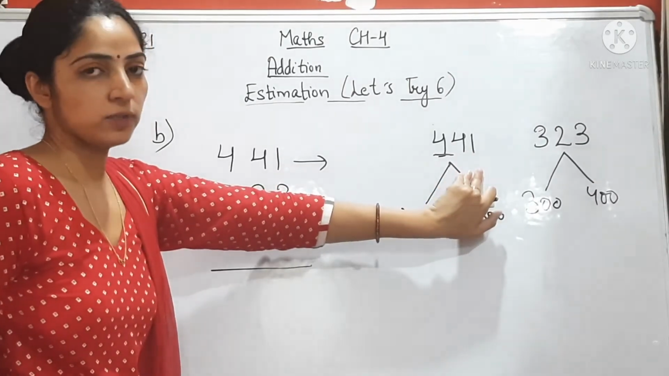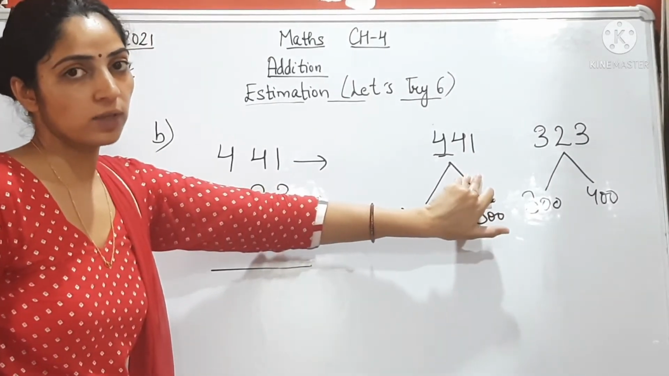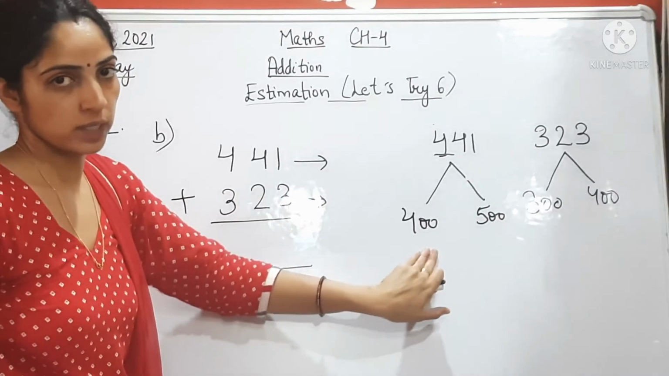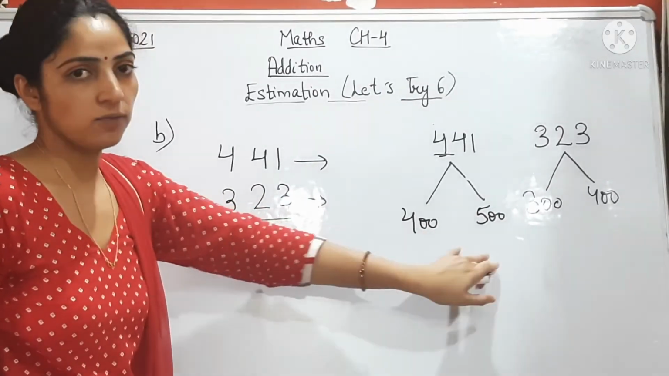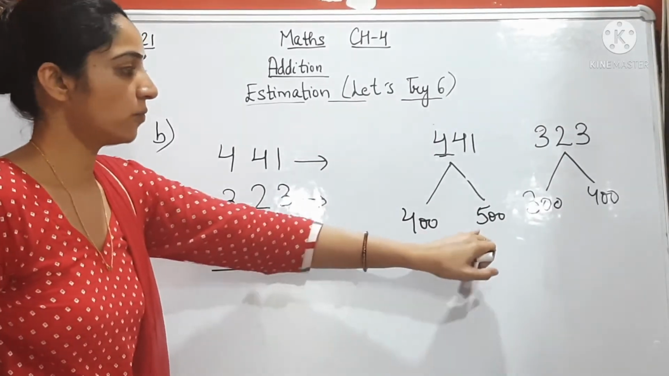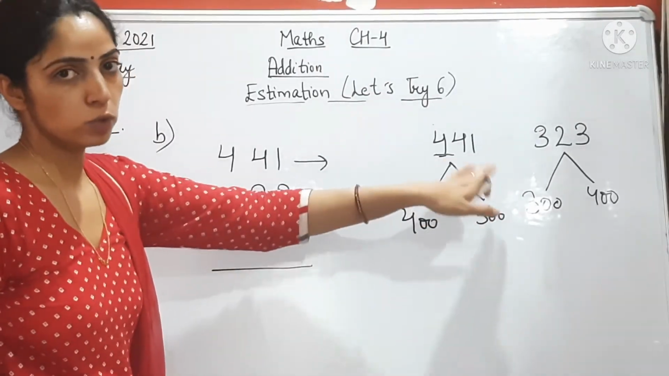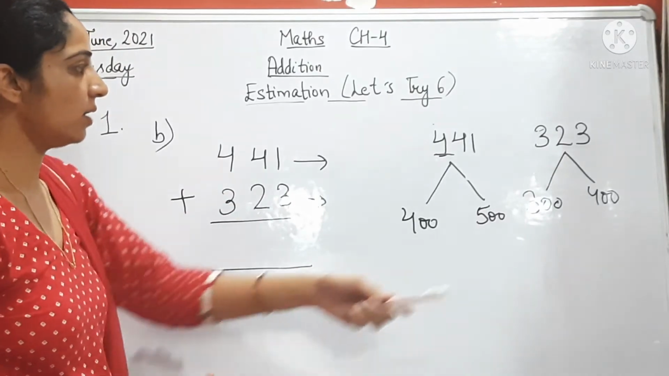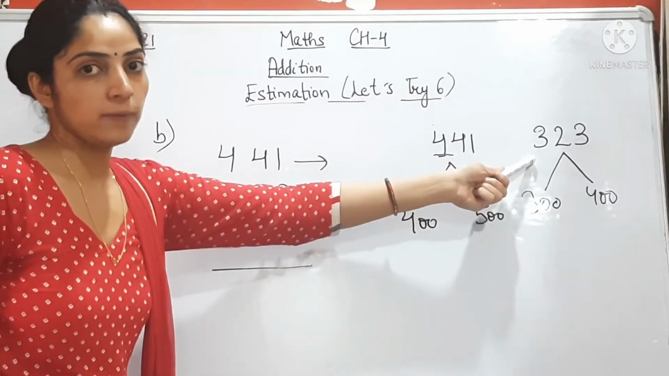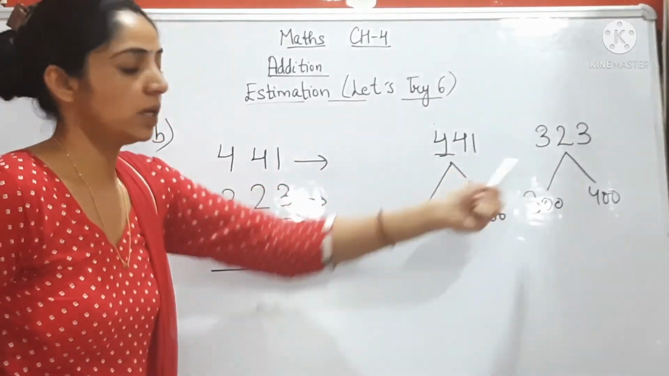Okay, and after that, how many digits are here? We have given 2 digits, so we put 2 zeros here. Similarly, on the right side, we can write its successor number. 5 is a successor of 4. Okay, and then you have to put 2 zeros here. Similarly, we do the same with 323.